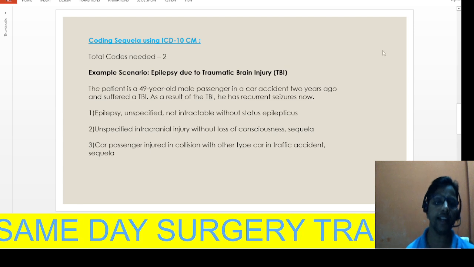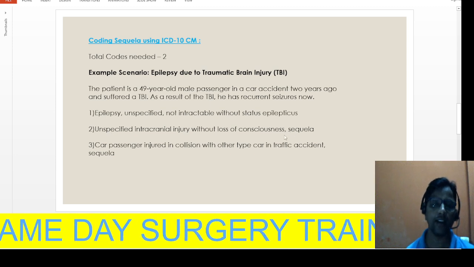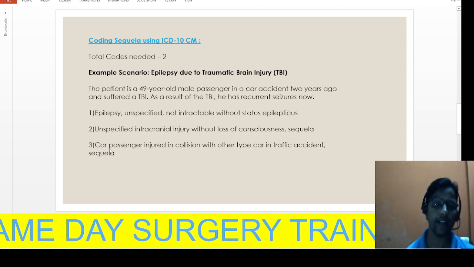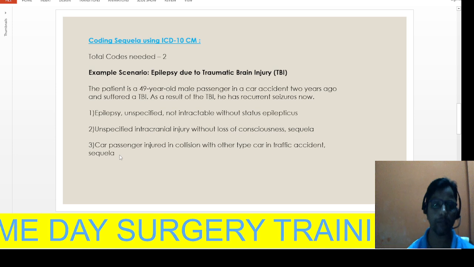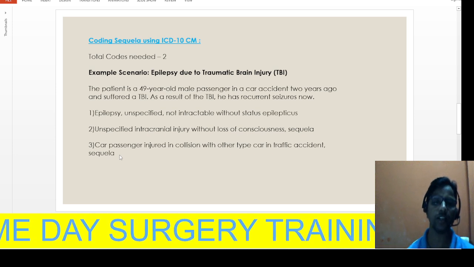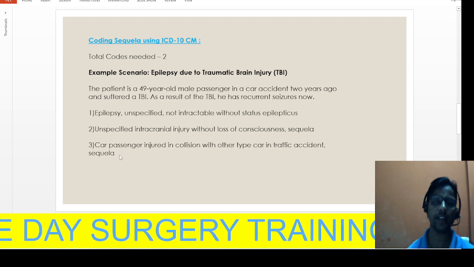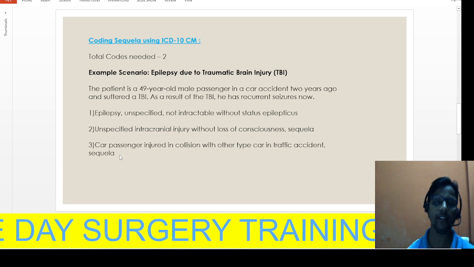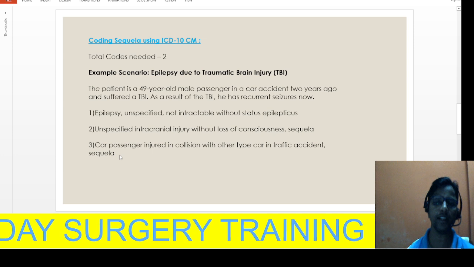If you see here, the injury code also has the sequela, and this external cause code also has the sequela. So you need to remember, whenever you want to code for sequela, we need two codes. The first is for the result of the sequela, and the second is the condition itself, using the sequela 7th character at the end.